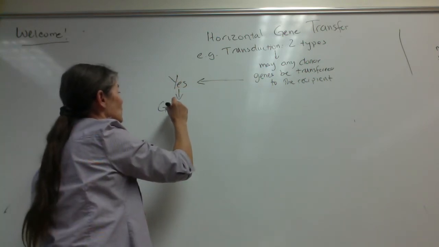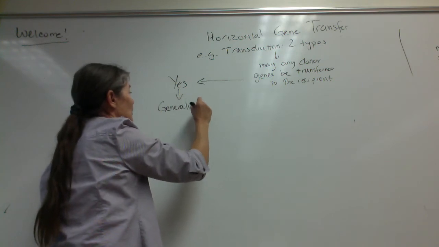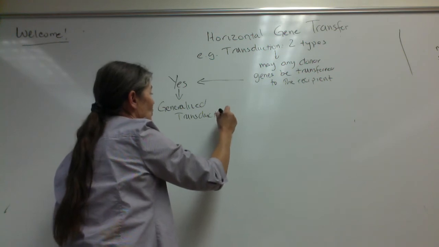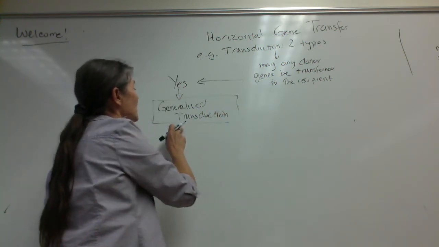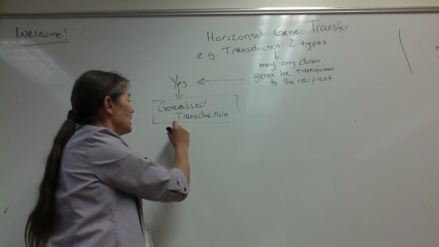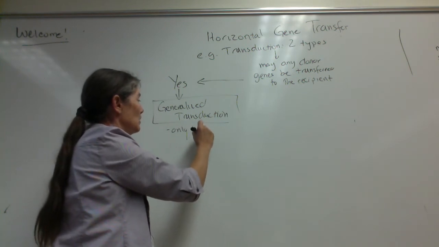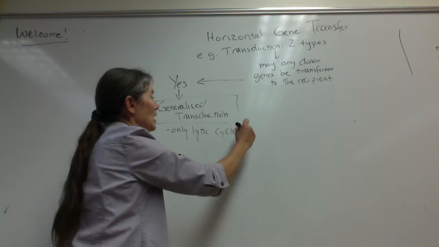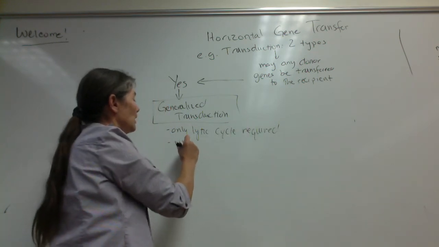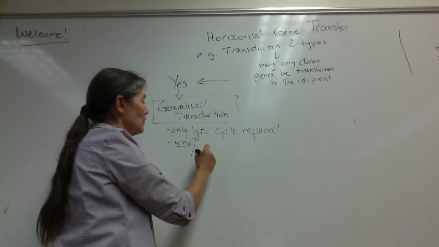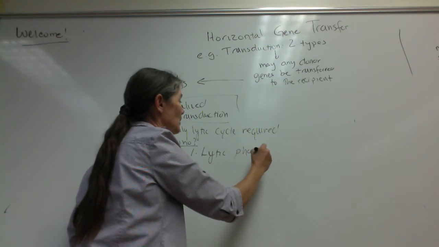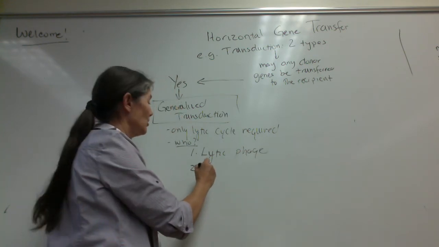And we're going to back up, you guys. We'll back up and take a look at the cartoon. And in generalized transduction, folks, only the lytic cycle is required. And because only the lytic cycle is required, who can perform this? That means that both the lytic phage can perform generalized transduction, and who else can perform it? The temperate phage. Good job, folks.